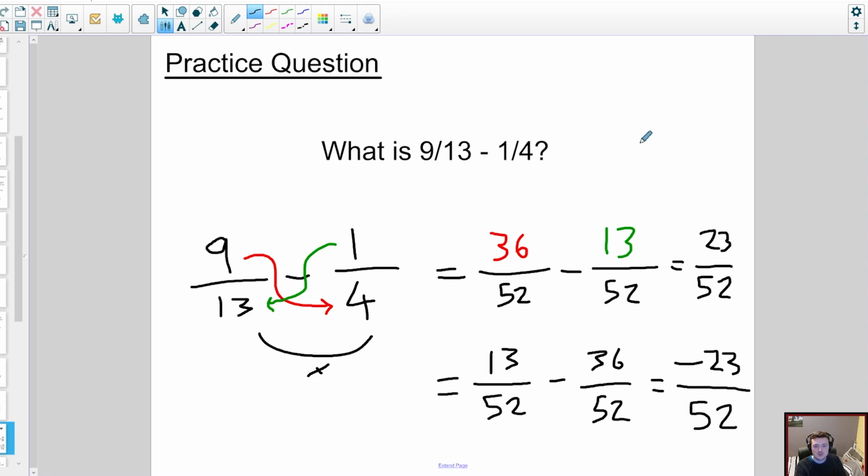You've got to respect the order, and it's really important when you take them away from each other that if you start on the left and you go down, your answer is on the left. And if you start on the right and go down, your answer is on the right.